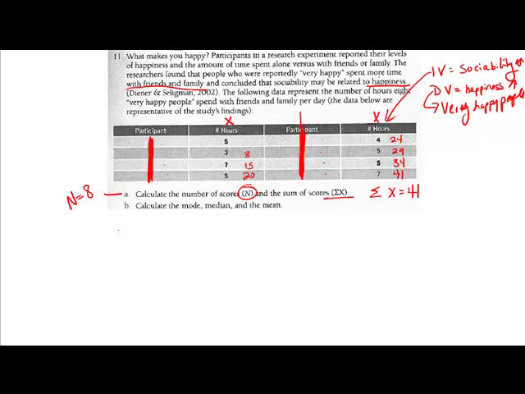I have a 3. Start at the beginning. I have a 5. I have a 3. I have a 7. I've got another 5. I've got a 4. I've got another 5. I got another 5 and another 7. 1, 2, 3, 4, 5, 6, 7, 8. I got all 8 values there. Mode is equal to 5.